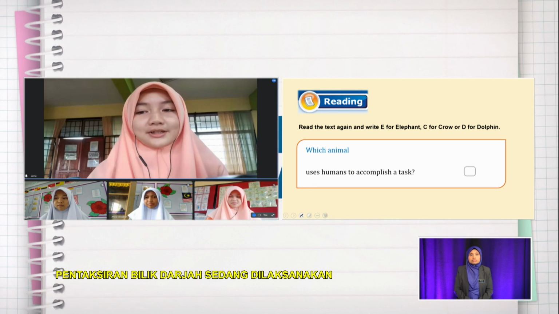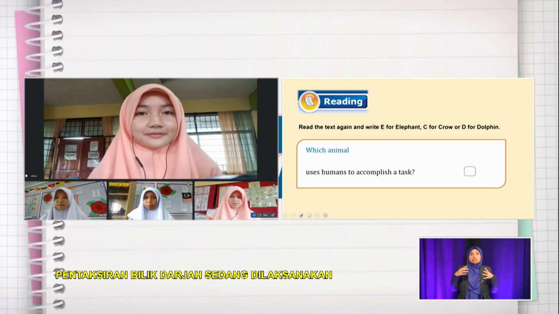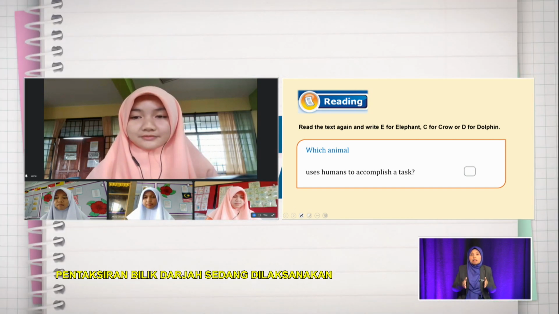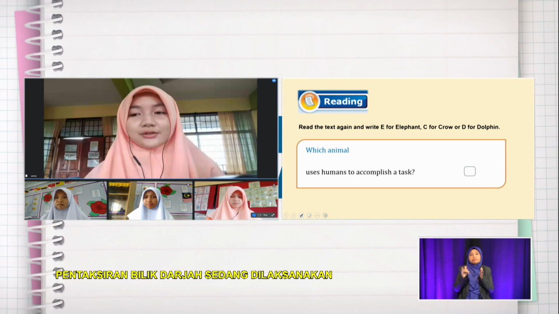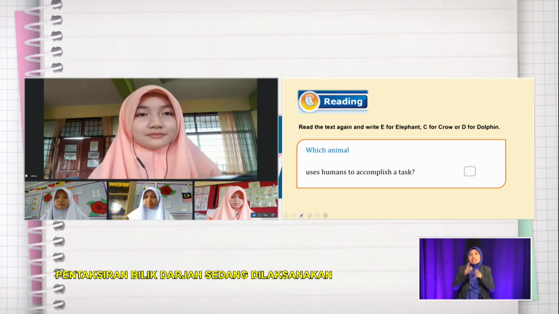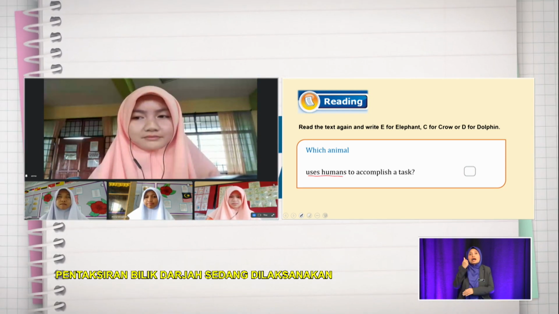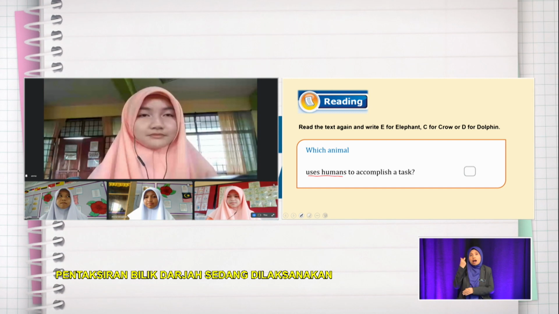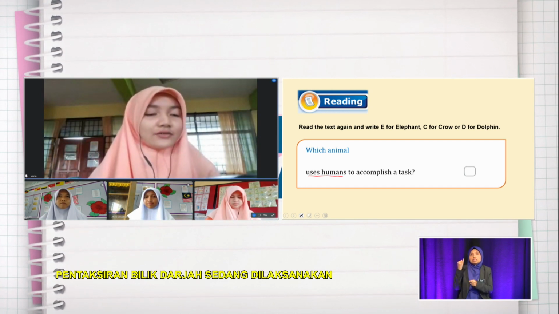Which animal uses humans to accomplish a task? So where is the keyword from the question? Uses humans and accomplish a task. So this animal actually uses humans to accomplish a task. So can you please identify the similar keyword from the text? Which animal uses humans? It is in the text Clever Crows.